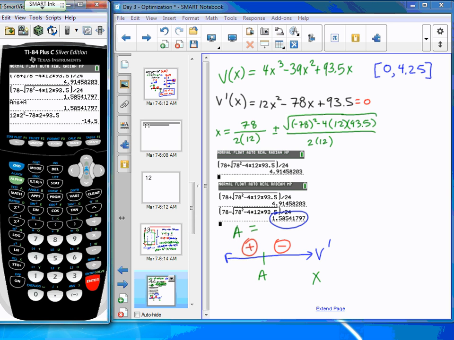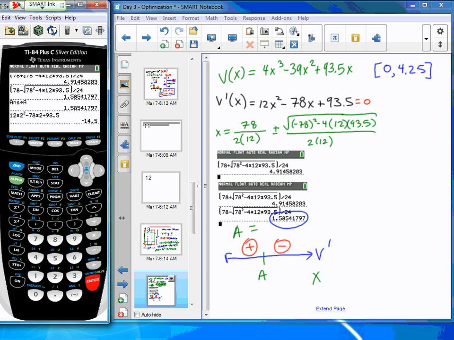Since v prime switches from positive to negative at x equals 1.585, we know that v is going to have a local maximum at x equals 1.585. That's great news. So we'll go ahead and throw this on an XYT chart and evaluate.